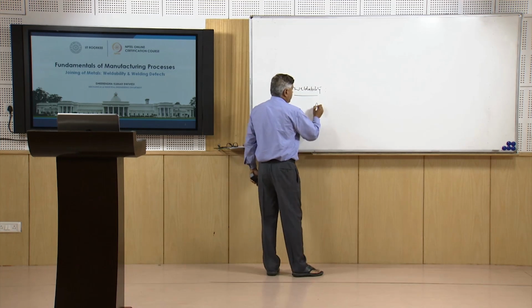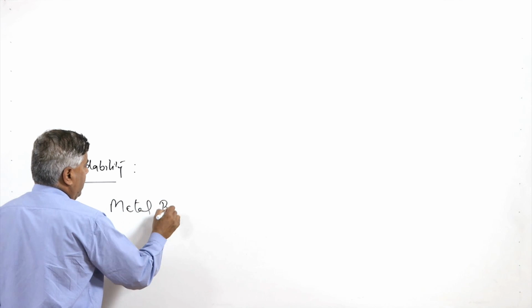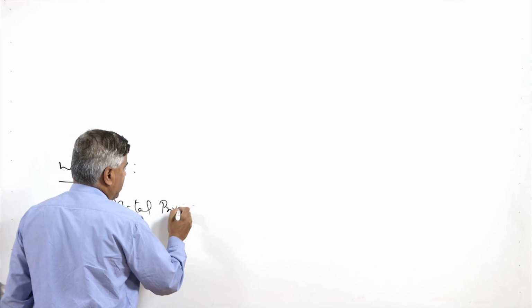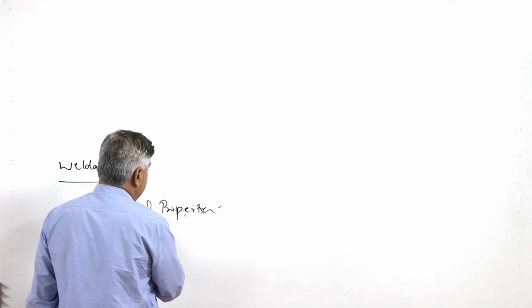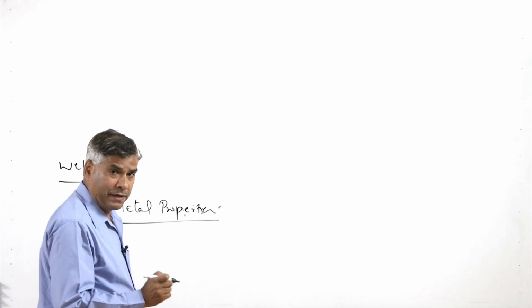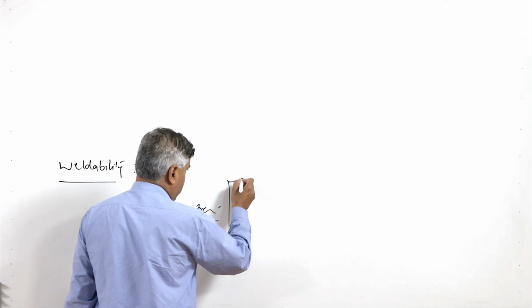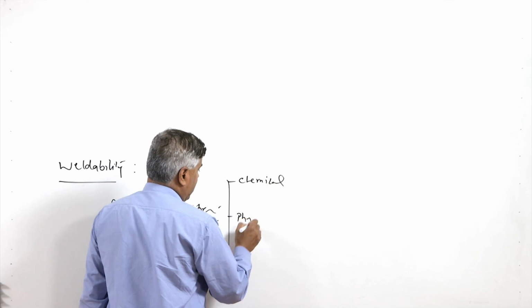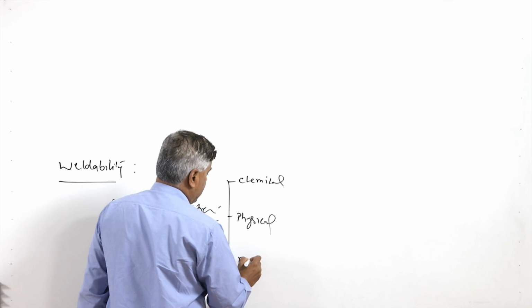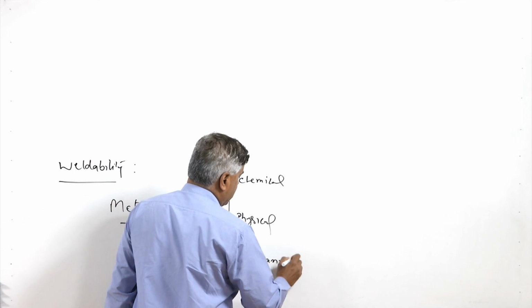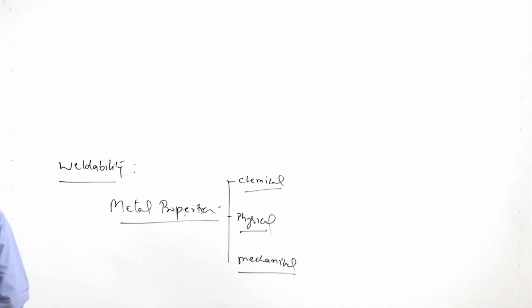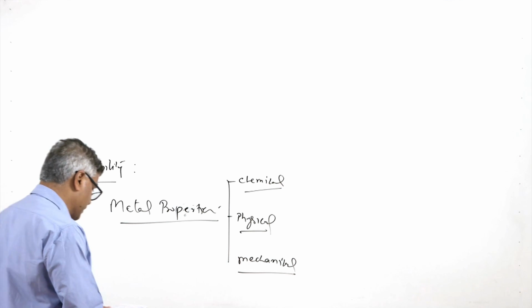Coming to the metal properties, the parent metal or base metal to be welded significantly affects the ease of welding. So, what are the properties that we need to look into? Among these we have first chemical properties, then physical properties, and then mechanical properties. Probably among these, the chemical and physical properties affect the ease of welding, or the weldability, significantly.